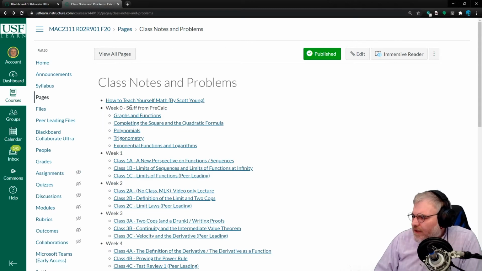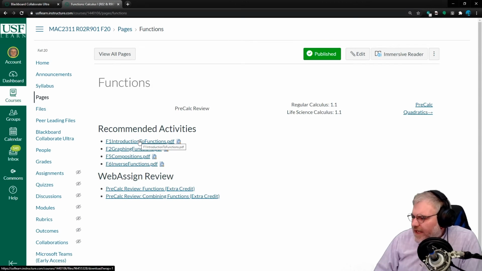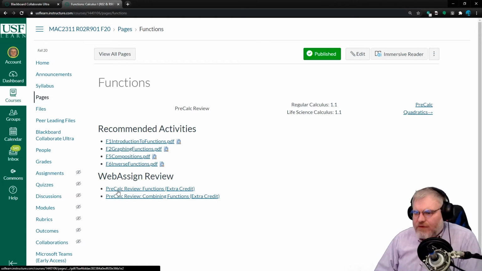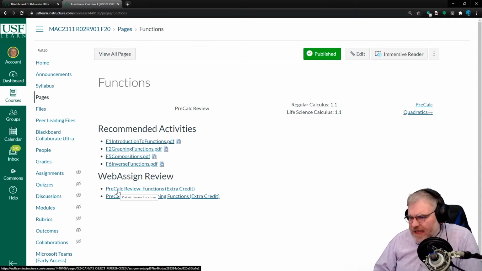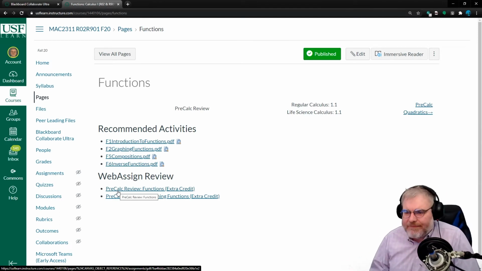And then if you look here, you'll see there was stuff from pre-calc that I put in here, like introducing functions and graphing functions. If you're having trouble with this, you can look at this activity here, and this will help you with some of this material. And there are a bunch of WebAssigns in the review that are completely extra credit, and I'll talk about how WebAssign extra credit works later, but they go over the stuff that you were supposed to learn in pre-calc. Now, for some of you, pre-calc was a while ago. For some of you, it was your first online class experience over the summer. So there are extra things.